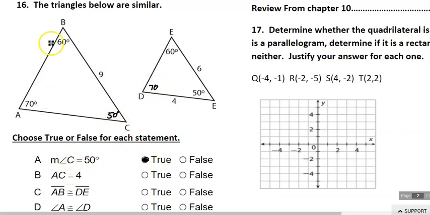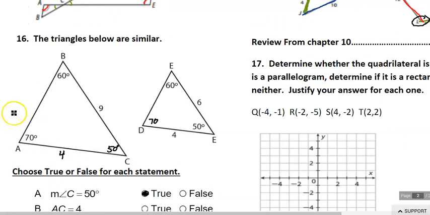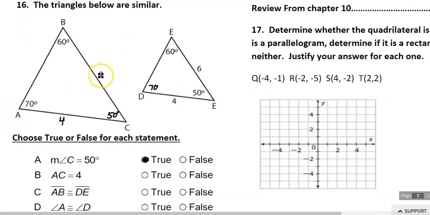AC, does that equal 4? So we're asking, does AC equal 4? And we would say no, because you can see if they're in proportion, these would have to be the same for these to be the same. So we're going to say false for this one.